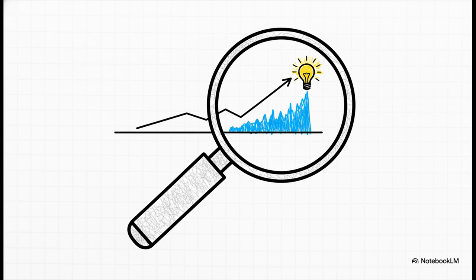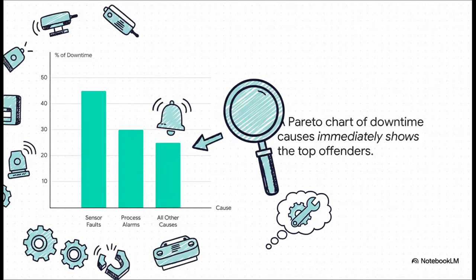So often, just one well-designed chart is all it takes to reveal a massive opportunity for improvement that was totally invisible before. You just got to know where to look. Take a super common problem like downtime. By pulling data from your historian and making a simple Pareto chart like this one, you can instantly see what's causing the most pain. I mean, look at this. It is so obvious that sensor faults and process alarms are the biggest culprits. So instead of guessing, your team now knows exactly where to focus their efforts.